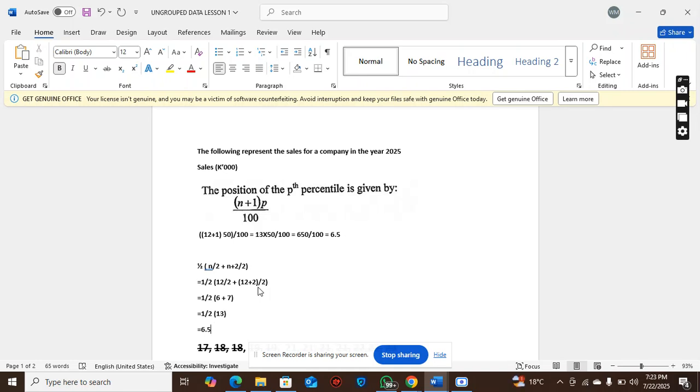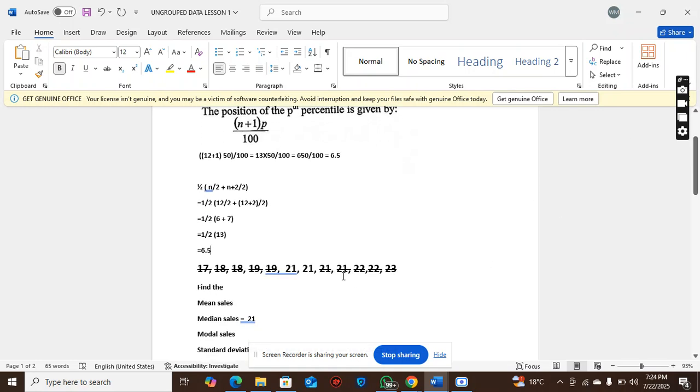With these two ways I've shown you, you get the position, then you find the position in the data set. But if you've got a small data set like this, you don't really need to apply these formulae, unless maybe you're given 30 numbers, 40 numbers, then yes, you can apply these formulae. Any questions, colleagues?